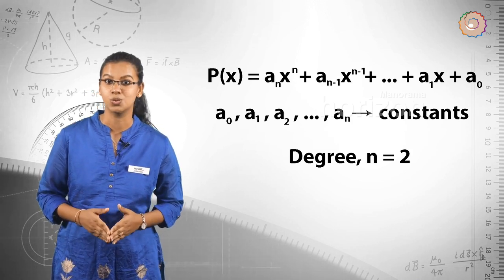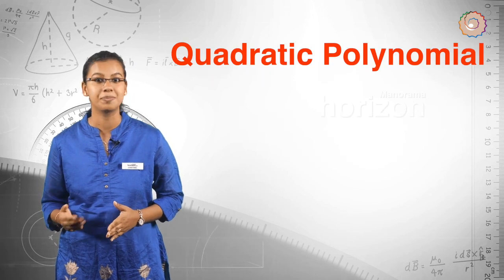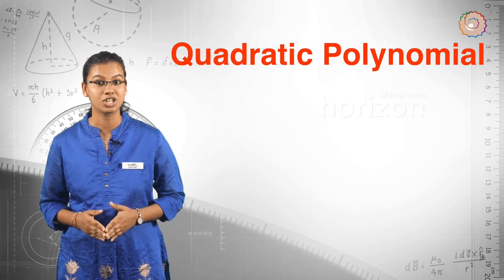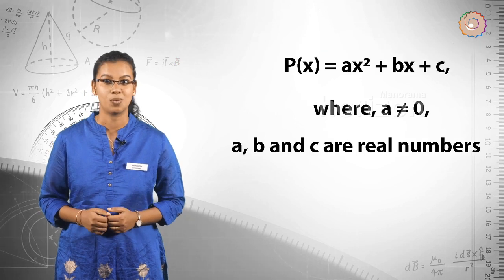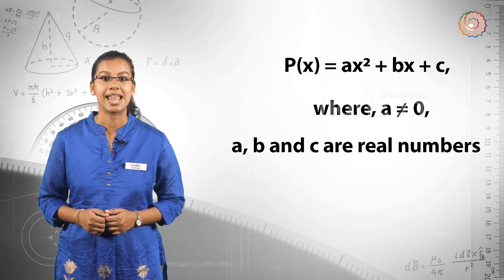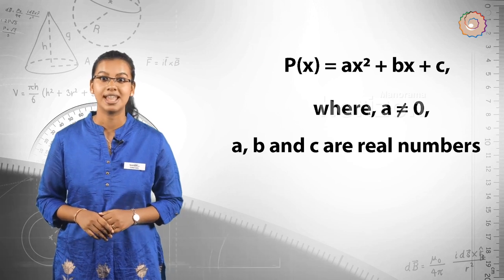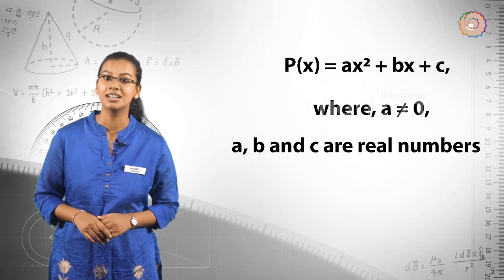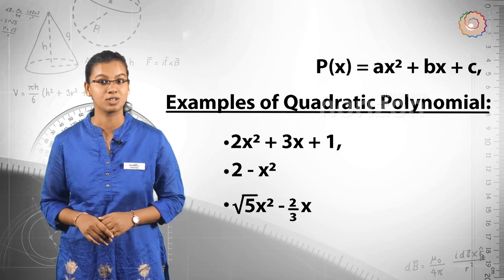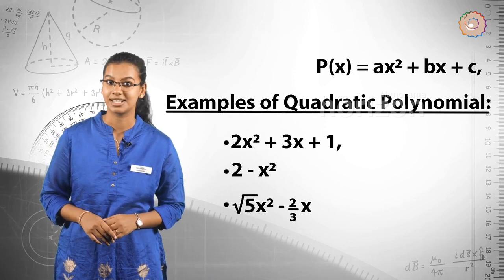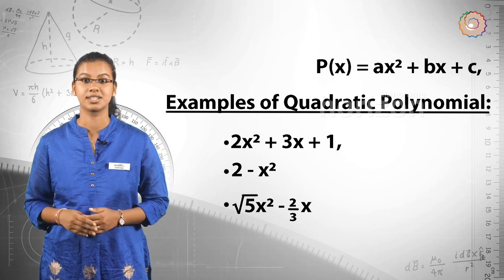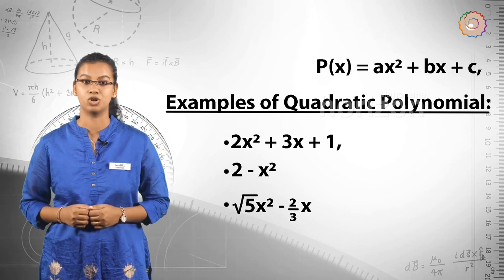If the degree is 2, then it is a quadratic polynomial. A quadratic polynomial is an expression of the form p of x equals ax square plus bx plus c, where a not equal to 0, a, b and c are real numbers. For example, 2x square plus 3x plus 1, 2 minus x square and root 5 into x square minus 2 by 3 into x are quadratic polynomials.